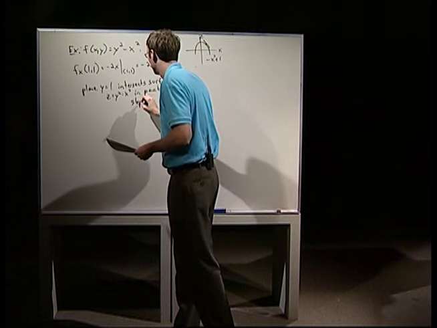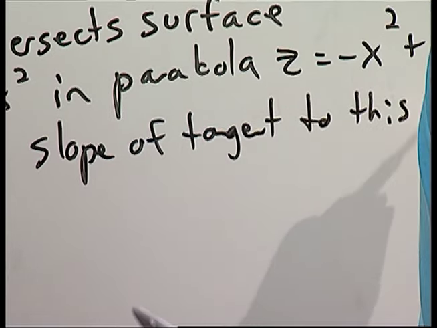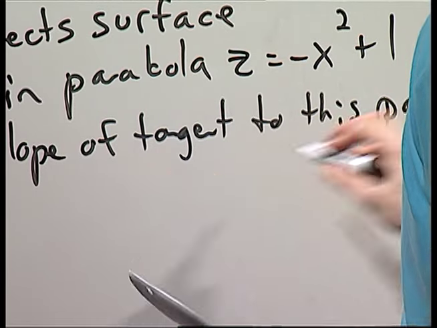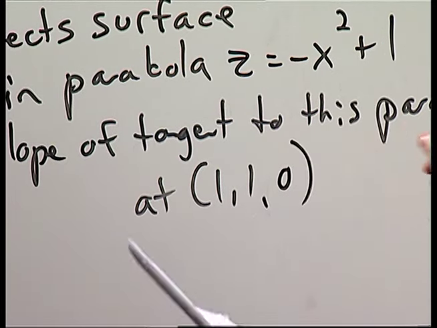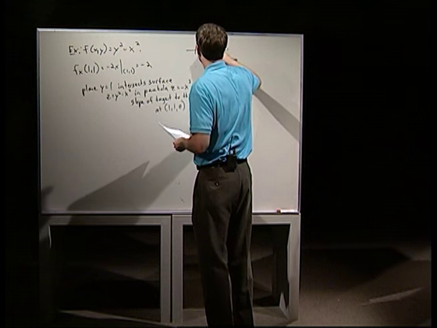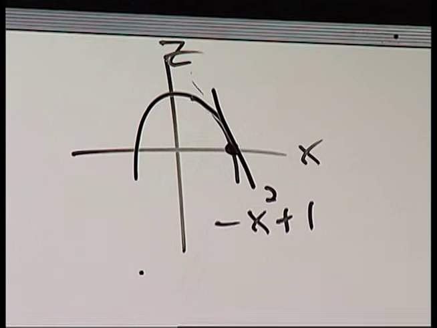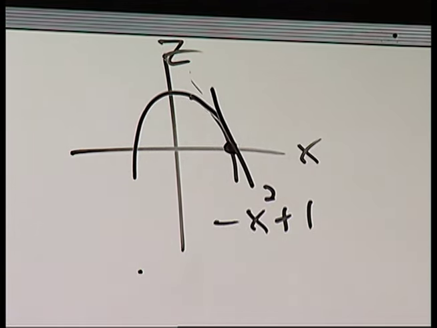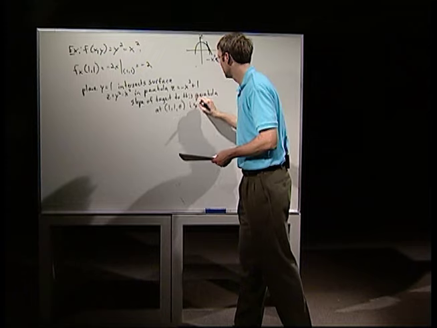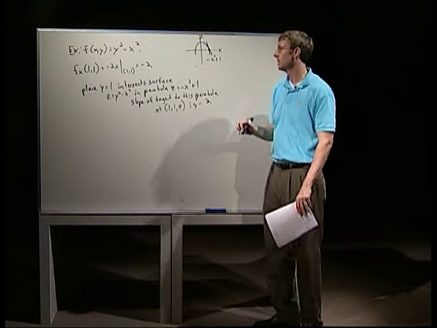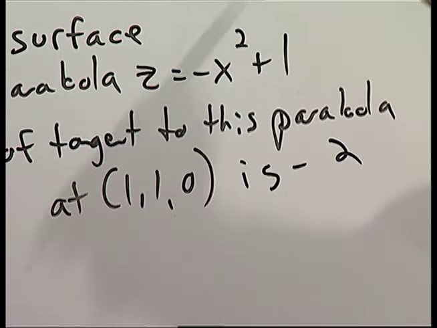So the slope of the tangent to this parabola at the point 1, 1, 0. And actually, I'm sort of being silly up here, putting my point in the wrong place. That's where it should be, like that, 1, 1, 0, because when I plug in 1, 1, I get z equals 0. That's where my tangent line should be, with slope minus 2. Okay, so here's a real chance to see directly that when I cut with this plane, I get this object, and that's a tangent slope.